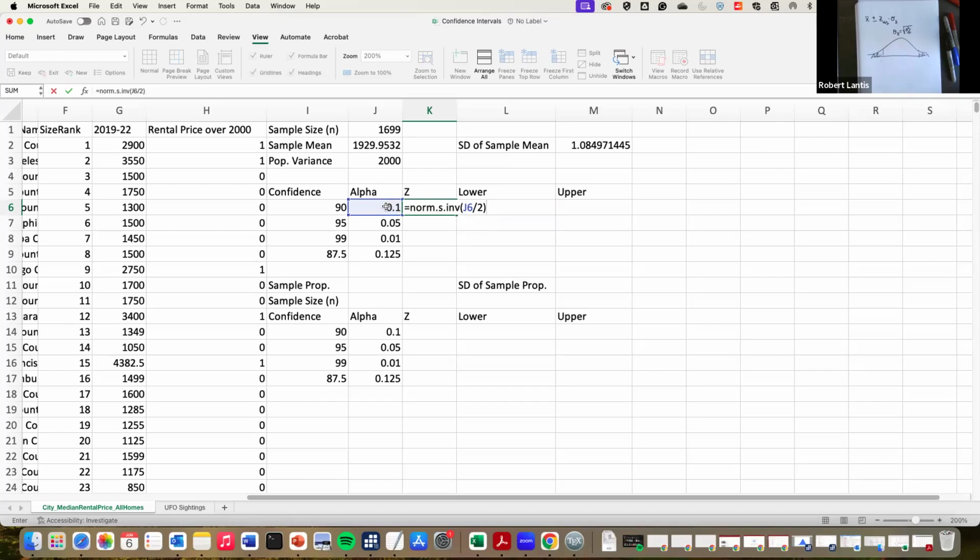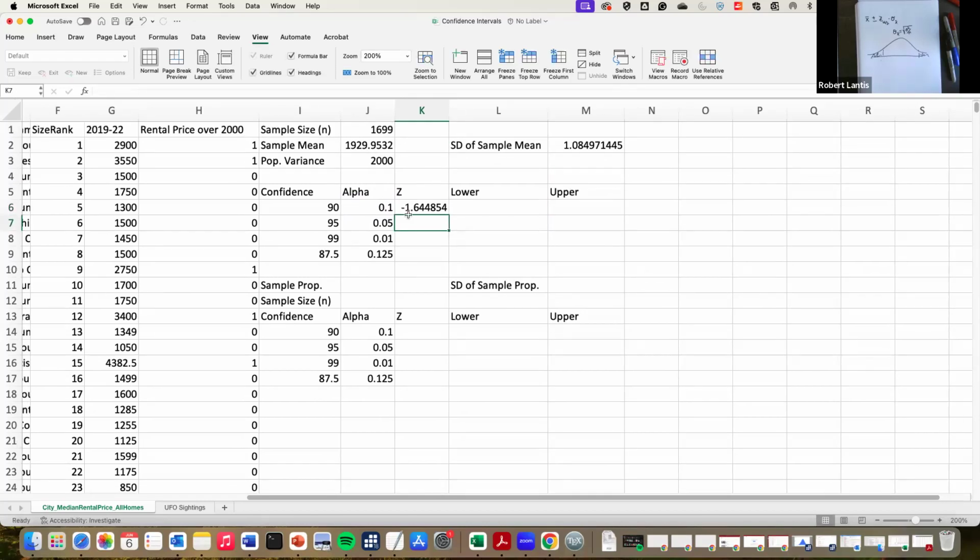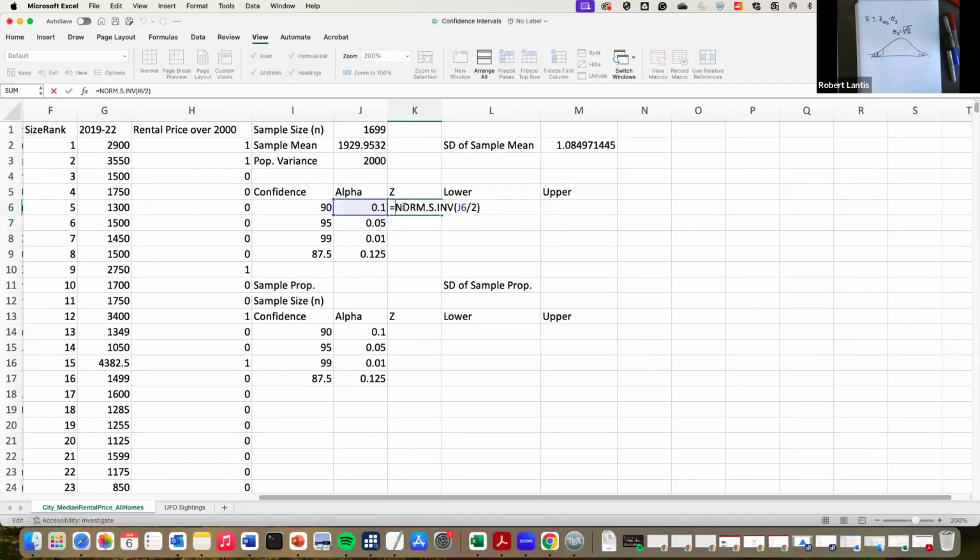Now, we said if I hit enter here, it's going to give me that Z value, but it's always going to make it negative. So I could do one of two things. I could use the absolute value function, or I know that if I want alpha over 2 on the left side, I also want alpha over 2 on the right side. So the Z value that would give me alpha over 2 to the right, the area to the left of it would be 1 minus alpha over 2.